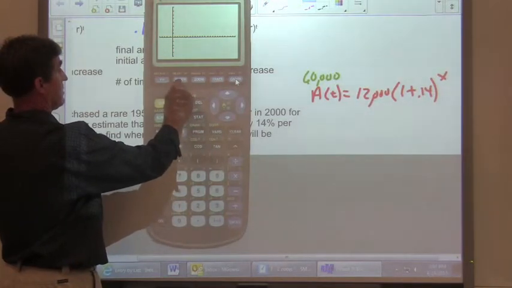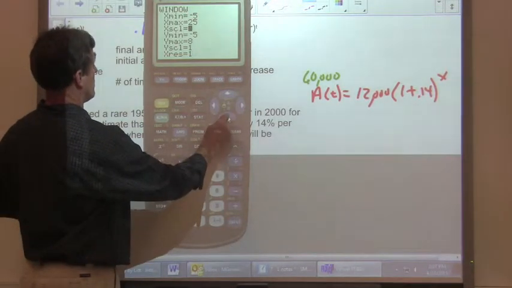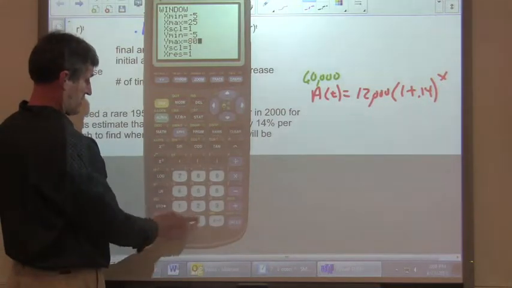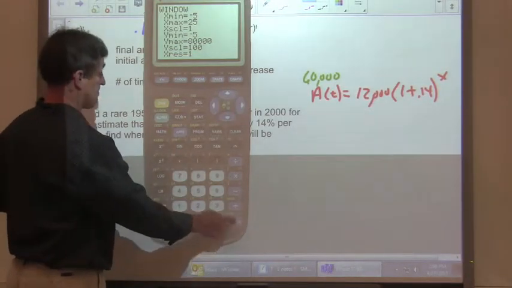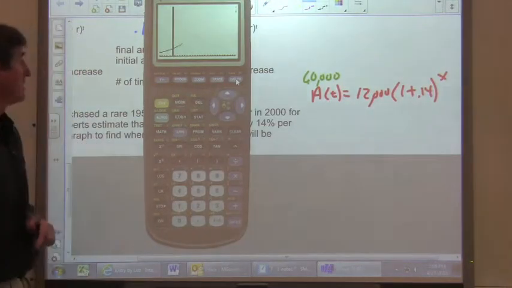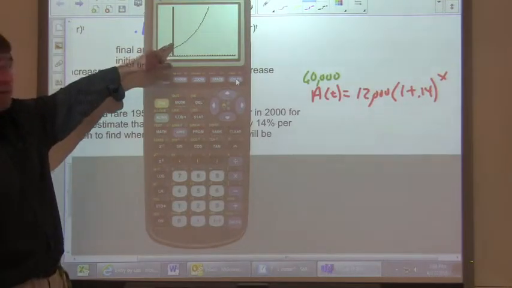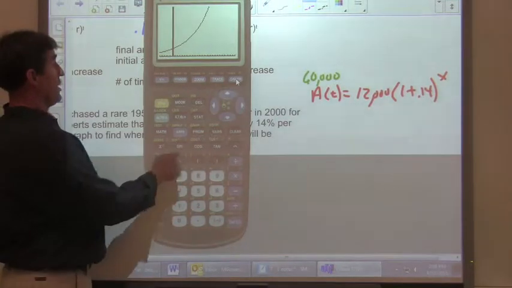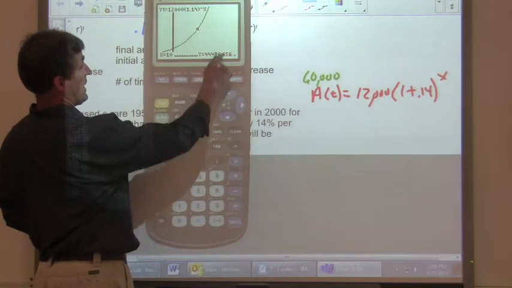So let's go, our y maximum, we got to go up to 60,000, so I'm going to make it 80,000. And let's go by 100. And if we graph that, this is our starting point at 12,000 that the guitar is originally worth. And what we're going to do is go to the trace function, and go along this until we get 60,000 here.